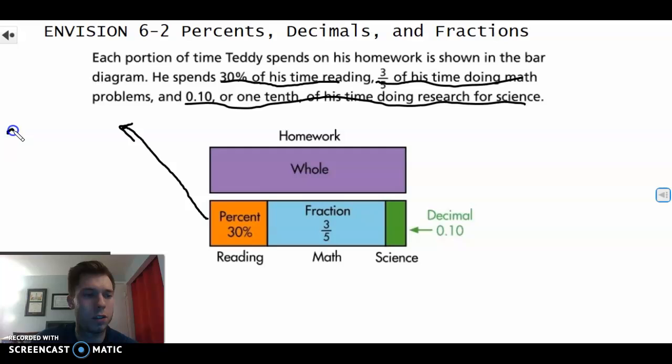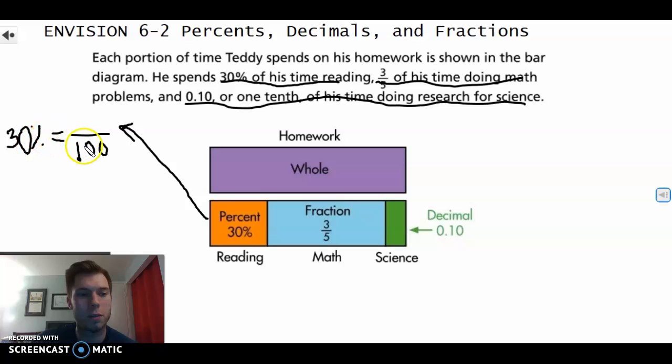So let's go ahead and start with converting our percent to a fraction. Recall that to write a percent as a fraction, your denominator is always going to be 100. And then you can simplify from there, but it's always going to start out as 100. And going from a fraction to decimal, it makes it really easy if you start out with 100.